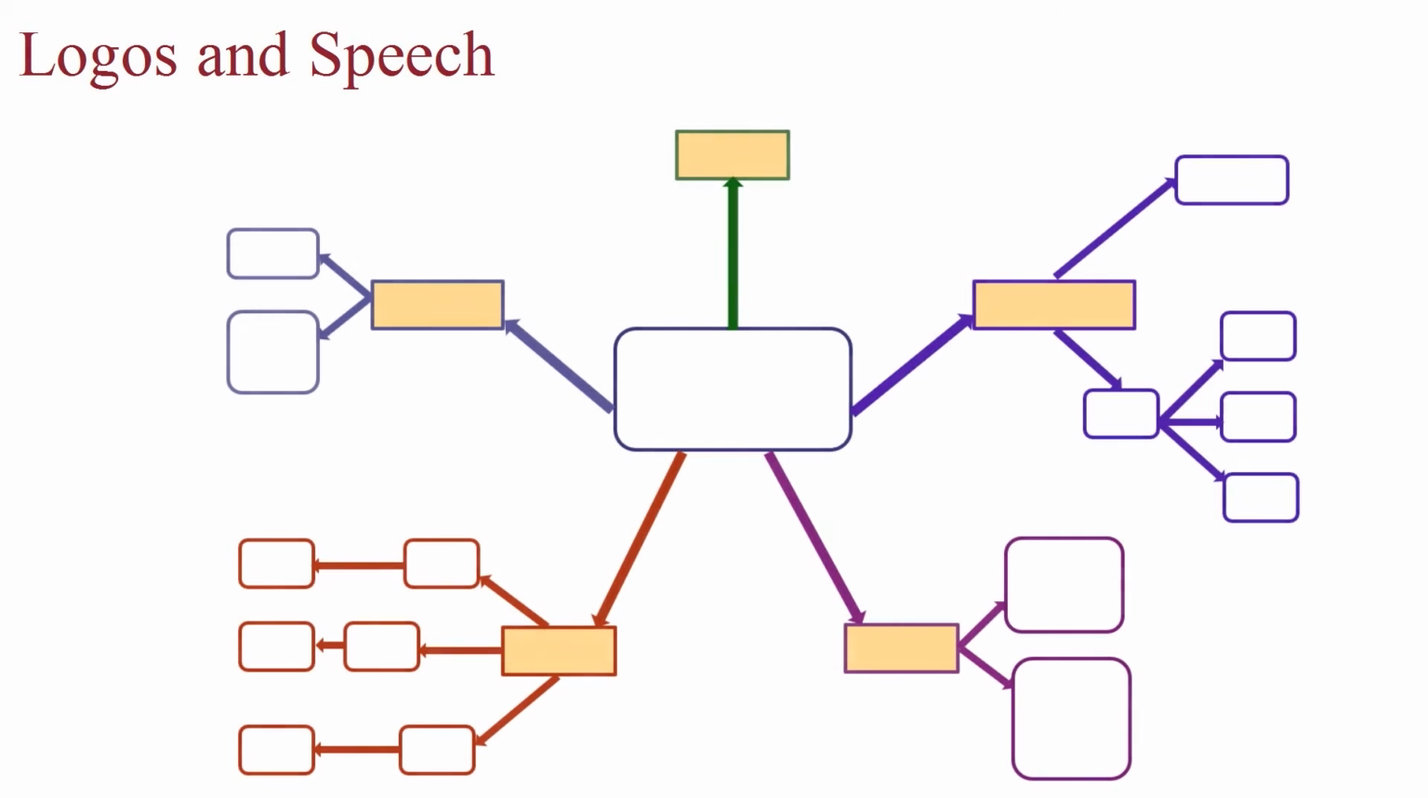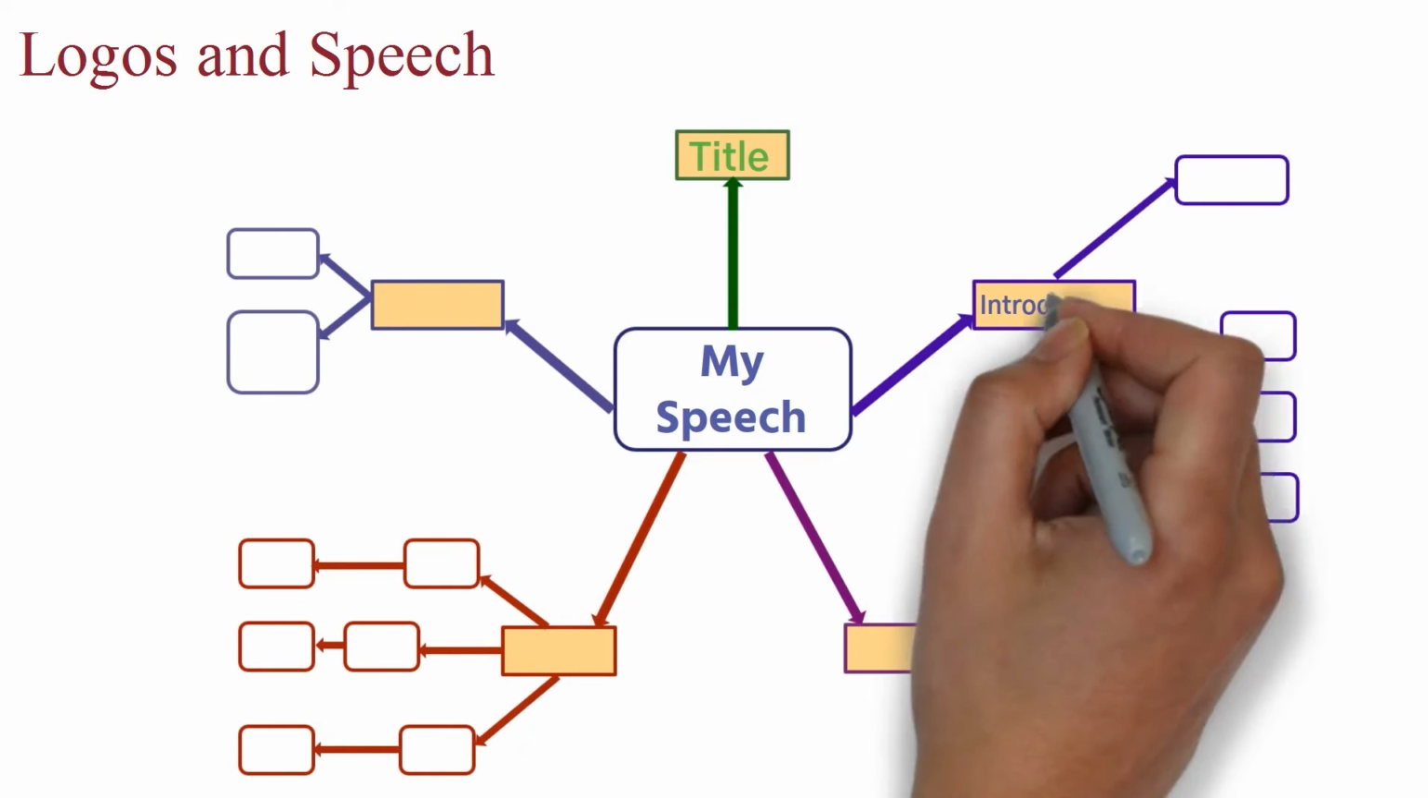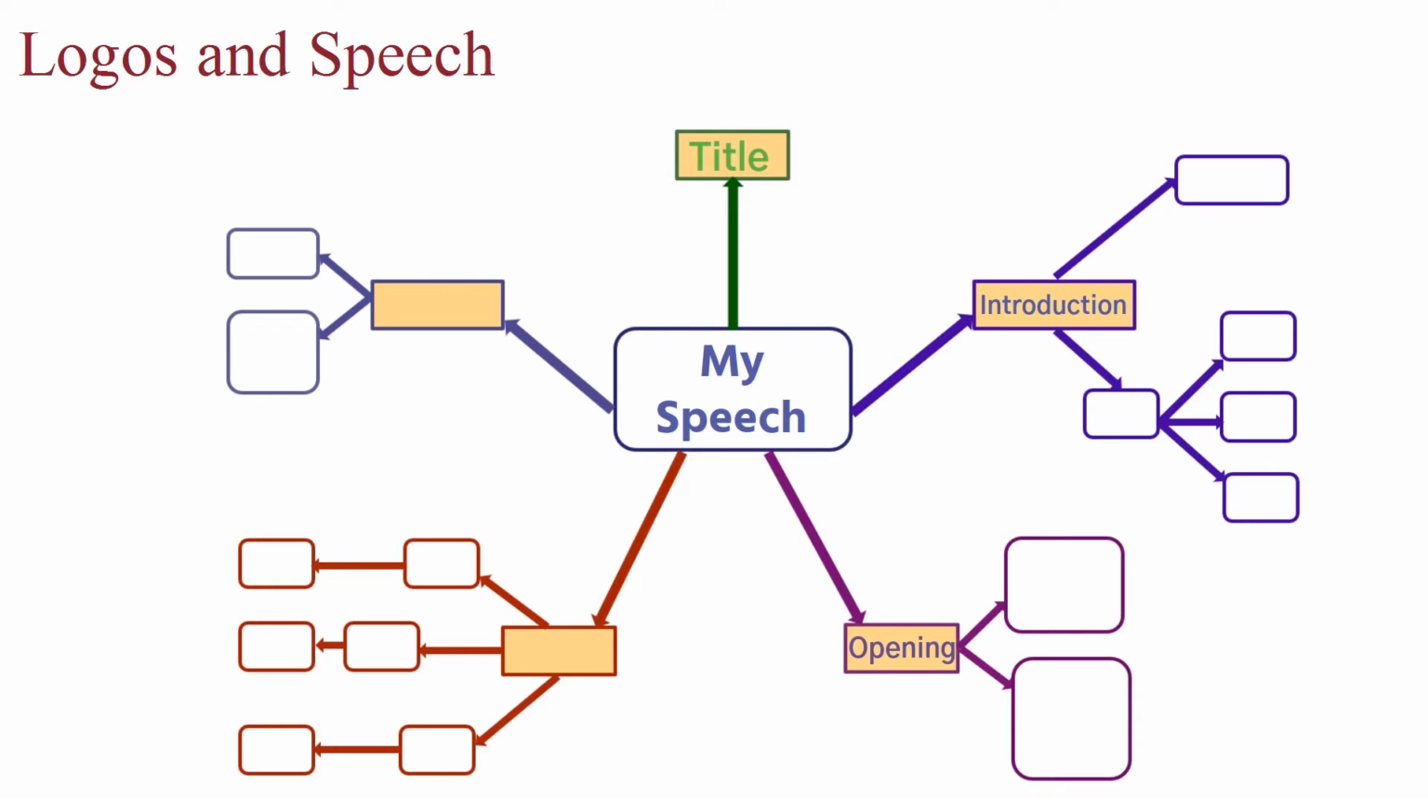So when you're giving a formal presentation or even an informal speech, there's going to be 5 components to it. There's going to be a title. There's going to be an introduction. There's going to be an opening. There's going to be a body, and there's going to be a conclusion. And you can map this out like you would with a map, a mind map or any kind of diagram.